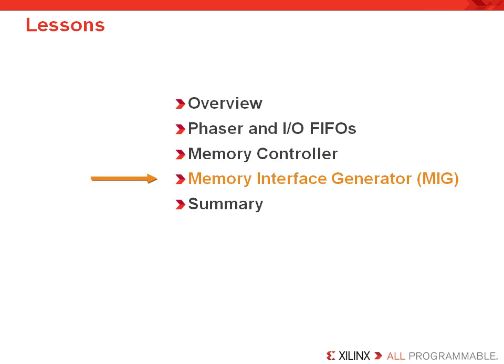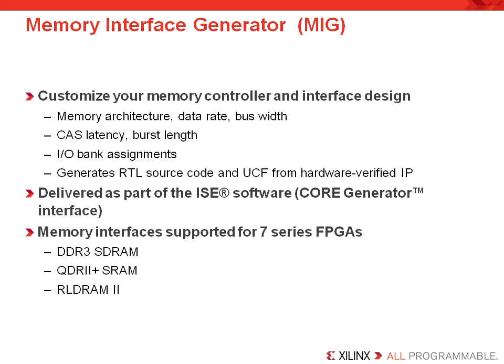So now let's spend a few minutes and have a look at the memory interface generator, the MIG. Well, it's always easiest to build your memory controller by using the memory interface generator, and that's because it allows you to customize the memory and the interface to the memory controller. So it allows you to customize that architecture, the data rate, the bus width, the CAS latency, burst length, and I/O bank assignments, which is all critical to the performance and the application of your memory device to the FPGA. It also generates the RTL source code and your constraints from a hardware-verified IP file.